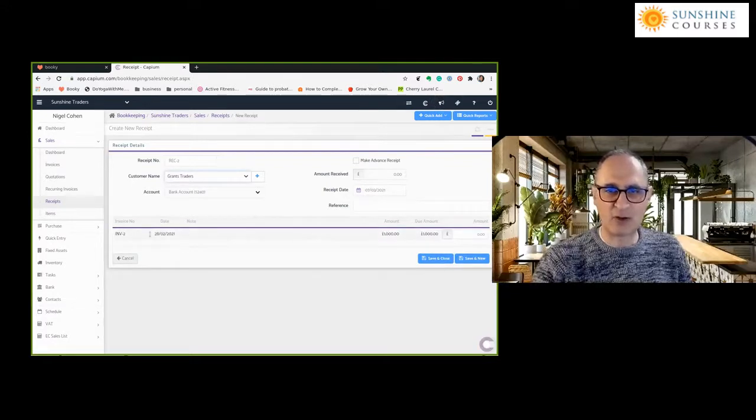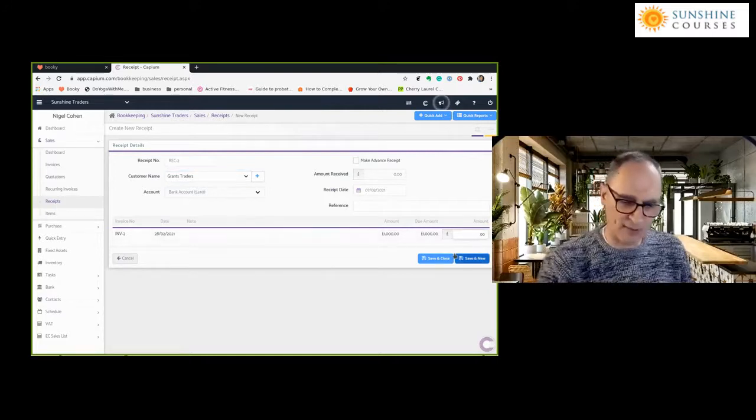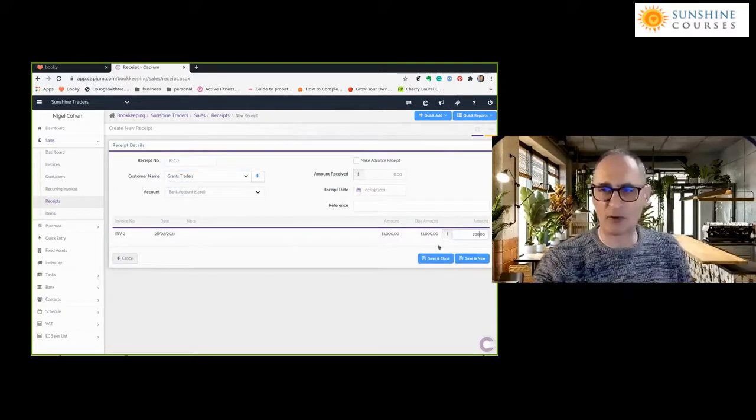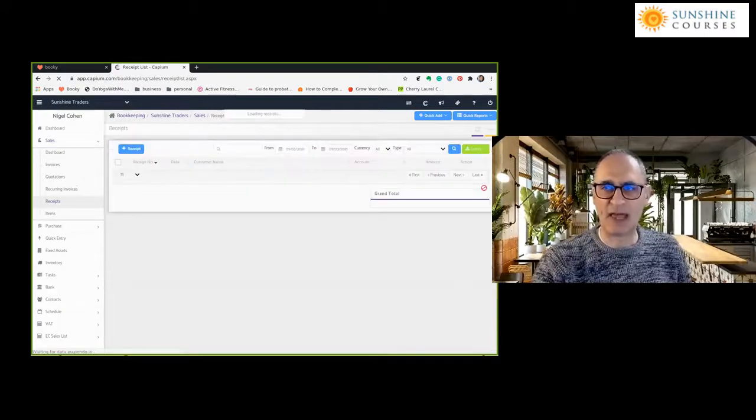And I'm going to enter another receipt, this time for Grant Traders. The Grant Traders invoices come in. And I'm going to put here, again, for some reason, I've just had £200 from them, not the full amount. But this I received on the 7th of March. So I now want to look at what the effect is of having entered those two amounts.